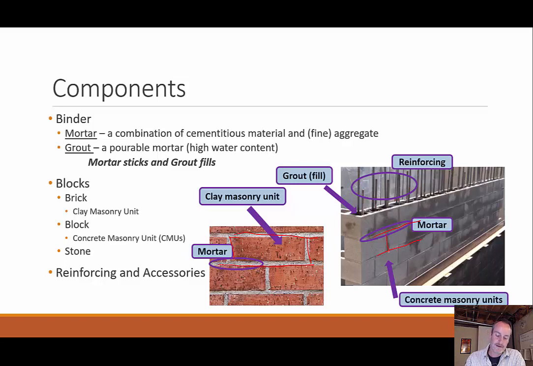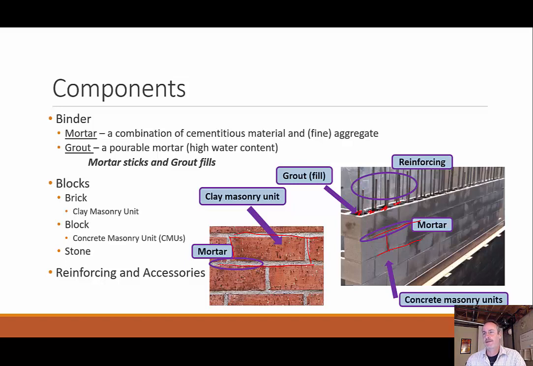But grout, on the other hand, is what's filling up these voids in here, right? So if you've ever looked down one of these CMU walls, they're hollow on the inside. We're filling that with something to give it more structural stability. That's the grout. So mortar sticks and grout fills. What are they made out of?